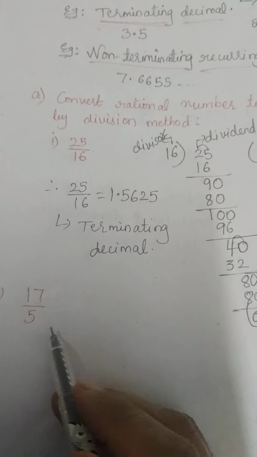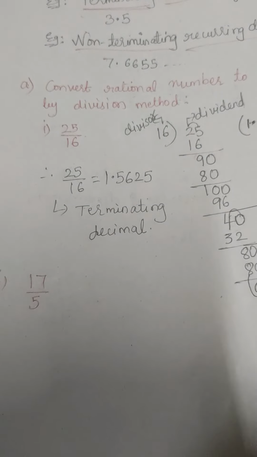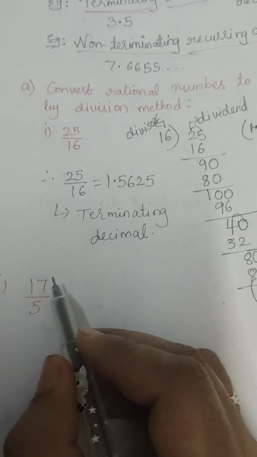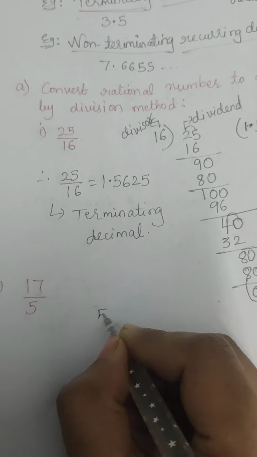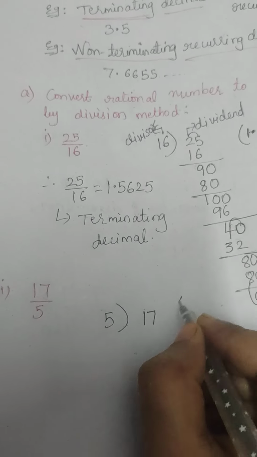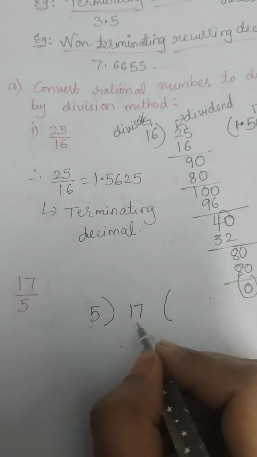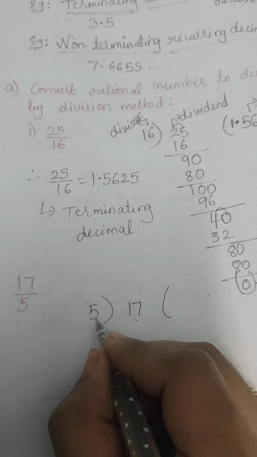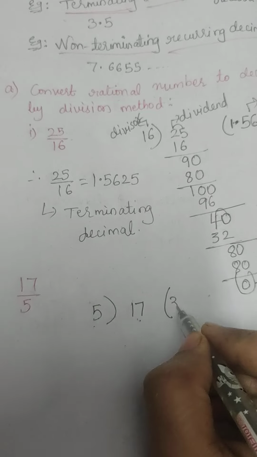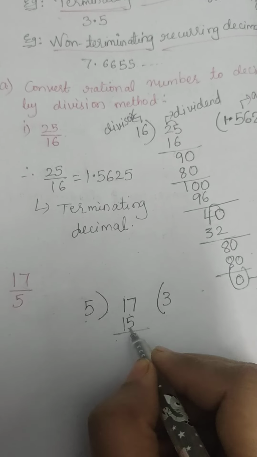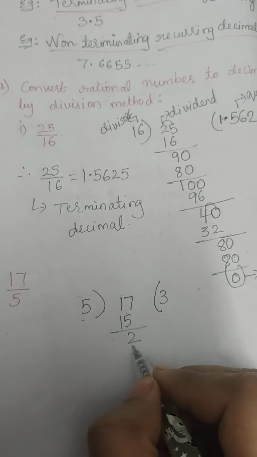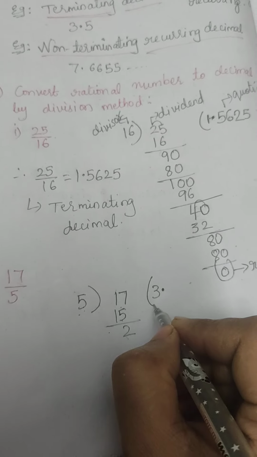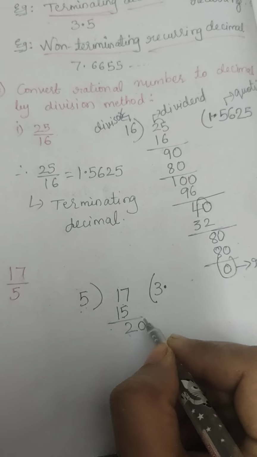Students, we will see one more example for the terminating decimal. First what we should do, first write down the divisor and dividend, 5 and 17. This is the divisor and this is the dividend. Do until the dividend is less than the divisor. 5 3s are 15. 7 minus 5 becomes 2. Now this dividend is smaller than the divisor, so in this case add a decimal point in the quotient and add 0 to the dividend.